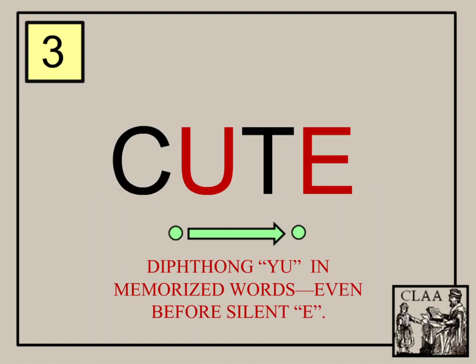The English vowel U also makes the double or diphthong sound U in memorized words, even before the silent E. Let's read this word together using the double U sound. Cute, cute, cute.